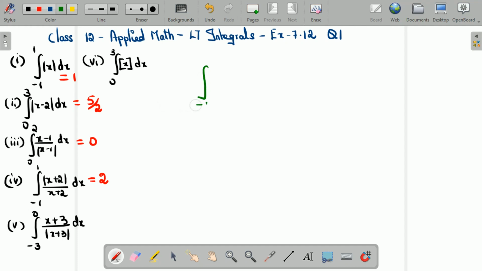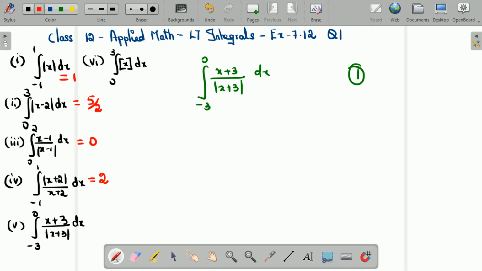Here the integration is between minus 3 to 0, (x plus 3) divided by mod of (x plus 3) dx. So if you see, like in the previous case, the value of this function will always return 1 as long as the x value is minus 3 and above. As we see, the limits are also between minus 3 to 0. So this function can be replaced with the value of 1.